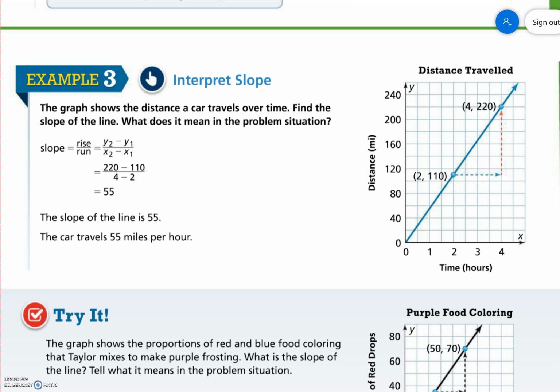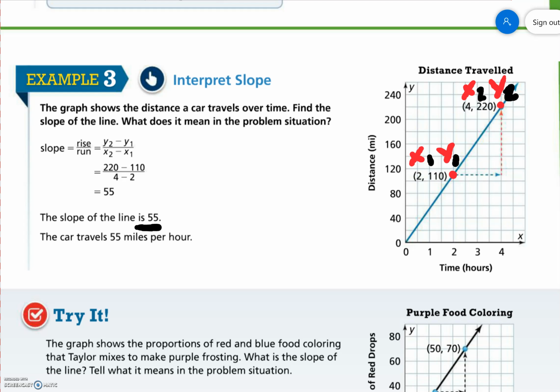Interpret slope. The graph shows the distance a car travels over time. Find the slope of the line. What does it mean in the problem situation? So again, we pick 2 points. This is our x and our y. Since it's the first point, this is our x1, y1. And then we have x2, y2. So they take 220, subtract 110, then 4 minus 2, solve and divide. The slope of the line is 55.